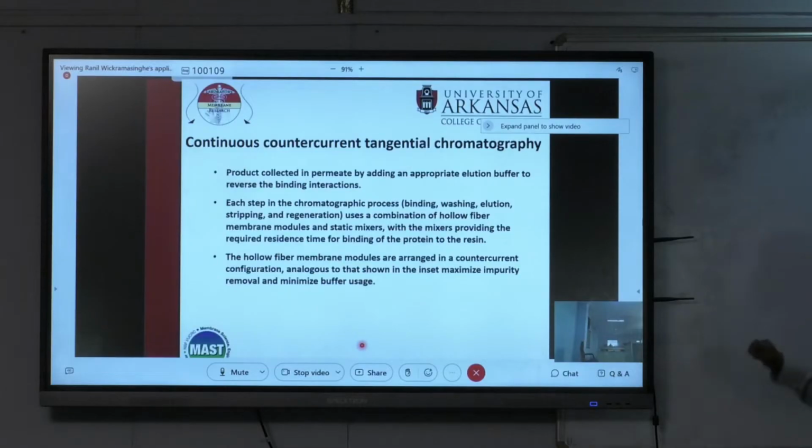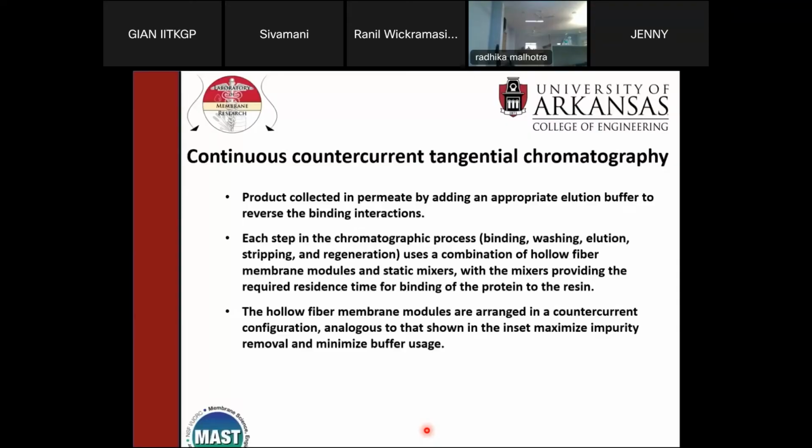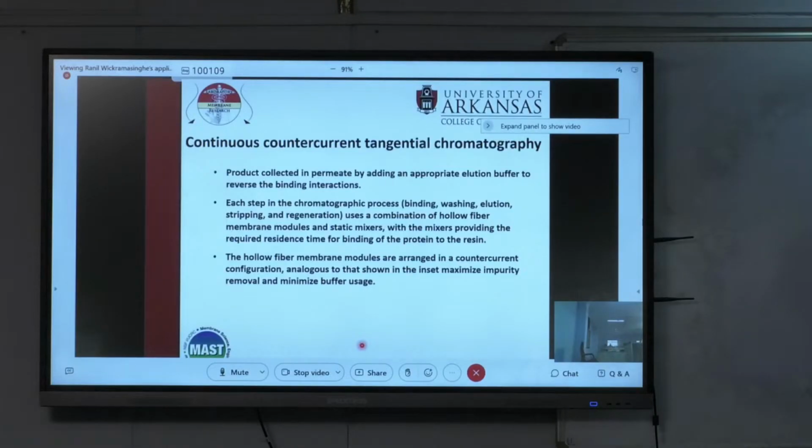The product is collected in the permeate by adding an appropriate elution buffer to reverse the binding interactions. Each step in the chromatography process, binding, washing, elution, stripping, and regeneration, uses a combination of a hollow fiber membrane module and a static mixer, with the mixer providing the required residence time for binding of the protein to the resin. The hollow fiber membrane module is arranged in a countercurrent configuration, analogous to that shown in the figure. So now let me go back to the figure.